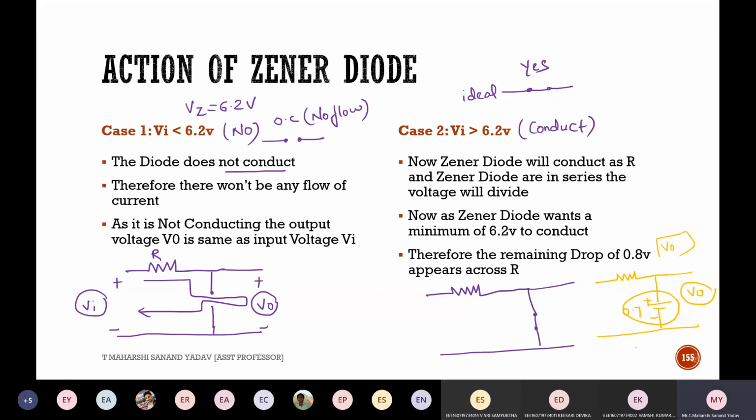Clear with this? You'll be more comfortable once we solve problems on this practical diode as well as the ideal diode. But till now you need to remember only these two cases. If the input is less than Vz, it won't conduct. If it is greater than Vz, it will conduct. As I told you in the example, if Vz is 6.2, then 6.2 gets applied across the Zener diode and the remaining 0.8 gets applied across the current limiting resistor if the input is 7 volt. Okay with this concept, or any doubts?